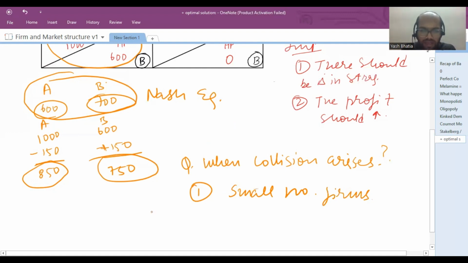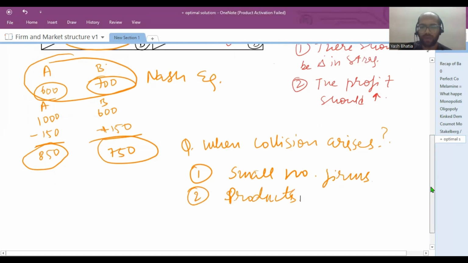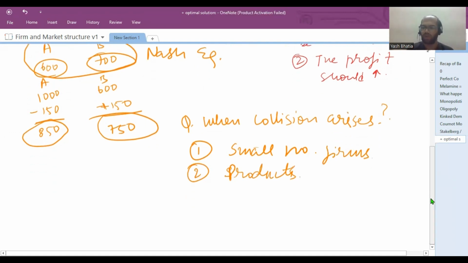Okay. The second condition is, collusion can happen when they sell similar products. How do the OPEC countries have the cartel? What do they sell? They only sell oil, crude oil or petroleum. So they all sell the same oil. They all sell similar products. Okay, that is why their collusion becomes easy.